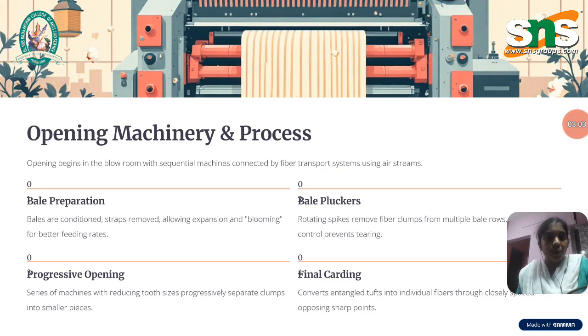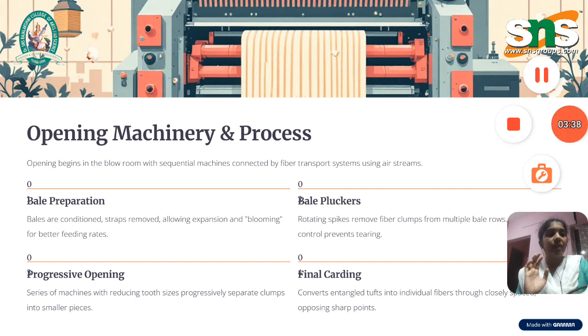Next, the opening machinery process: bale preparation, bale pluckers, progressive opening, final carding. Before, we discussed what machineries and processes are included. Everything has to be checked and the bales properly verified. Samples are taken from all directions of the bale, so that we can verify which part is suitable for the apparel industry process. This is the main concept of opening. The bales, in cube form, have been properly taken and verified.